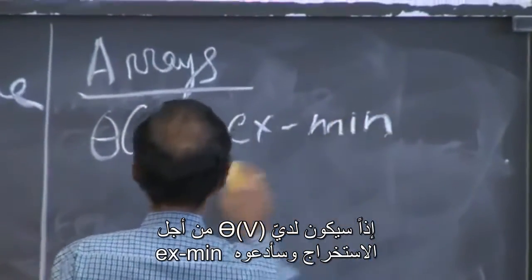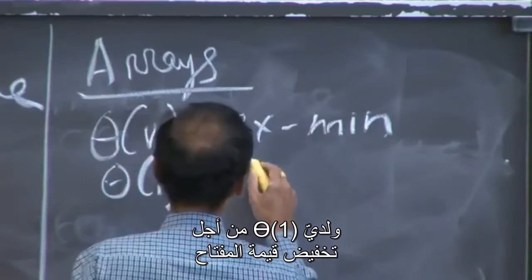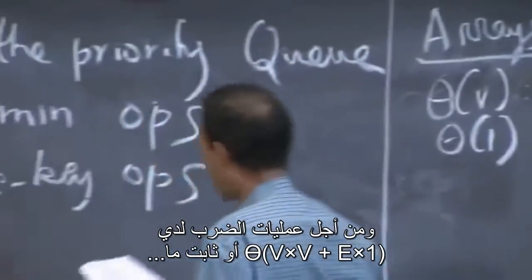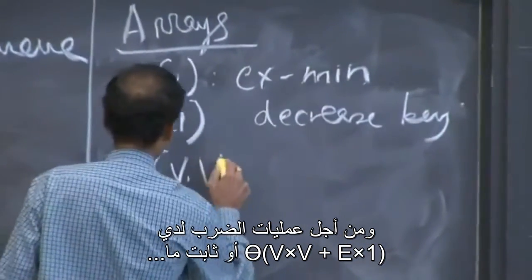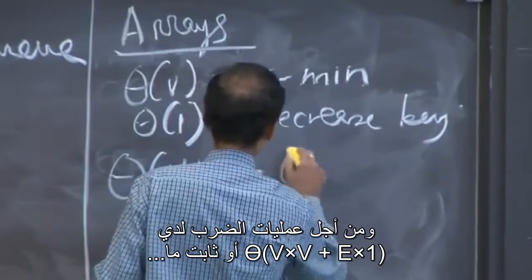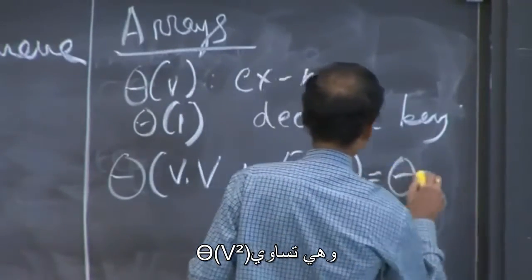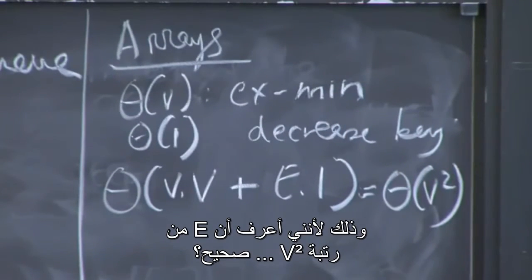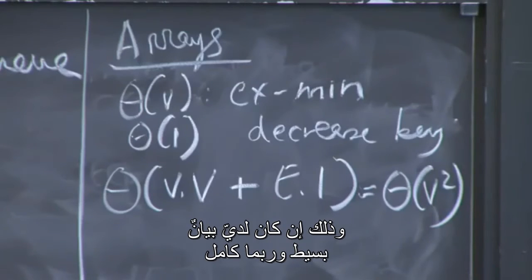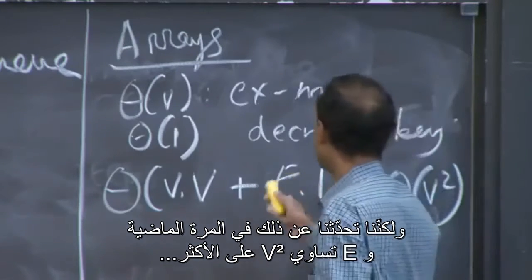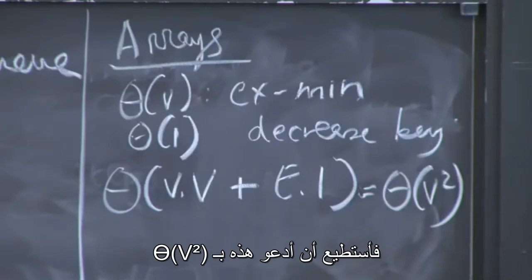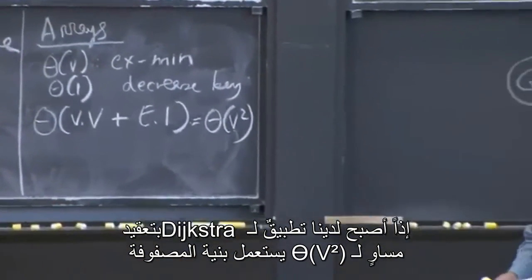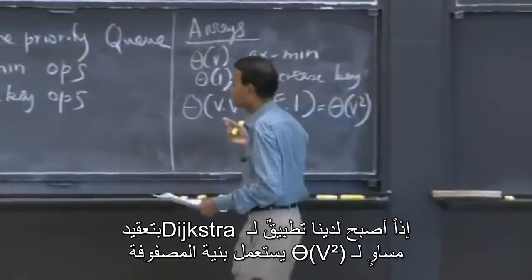So I have theta V for extract min. I'll just call it ex min. Theta 1 for decrease key. And if I go do the multiplication, I get theta V times V plus E times 1, or a constant, which is theta V squared. Because I know that E is order V squared, right? If I have a simple graph, it may be a complete graph, but we talked about this last time, E is at most V squared. So I can just call this theta V squared, all right? So we have a theta V squared Dijkstra implementation that uses an array structure.